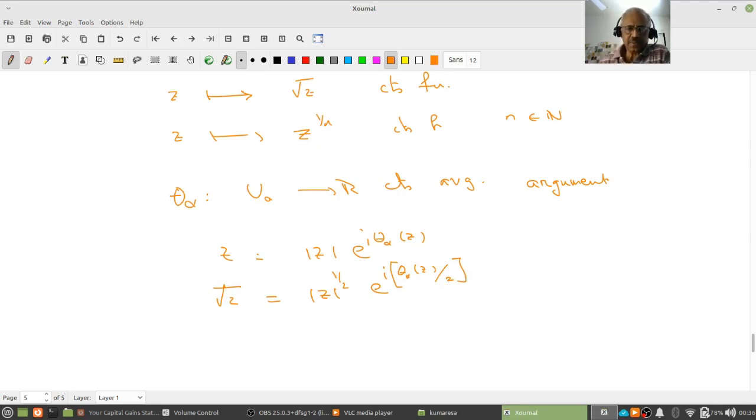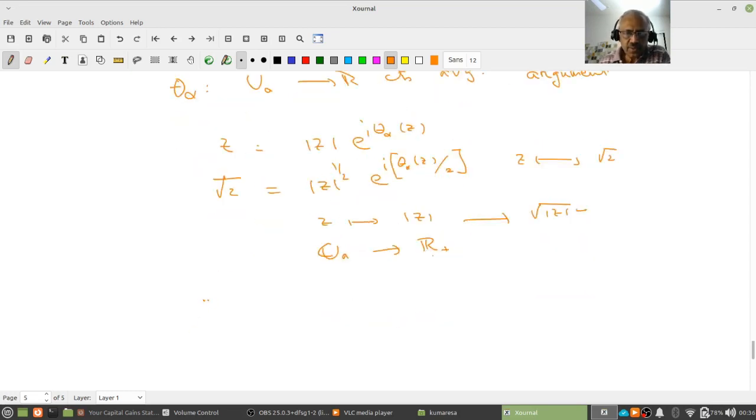Now you know this map is continuous. See, z going to mod z is continuous, from U_alpha to R, this is non-negative, and going to the square root, this is continuous. Therefore this is continuous. And next, z going to i theta_alpha of z by 2 is continuous, followed by the exponential map e to the power i theta_alpha of z by 2, this is continuous, and therefore this is a product of two continuous maps. Therefore I have defined the square root map as a single valued map.